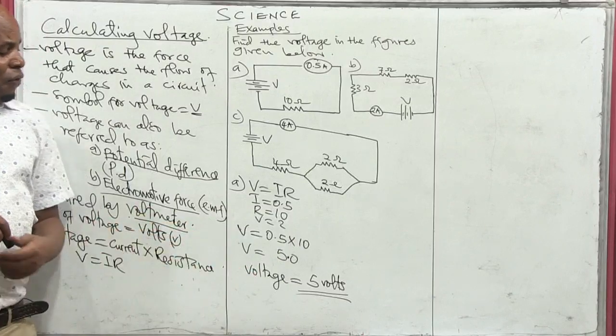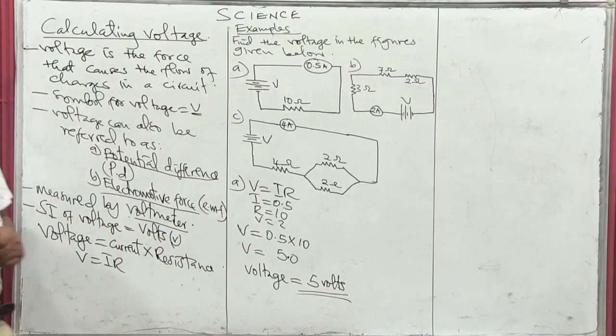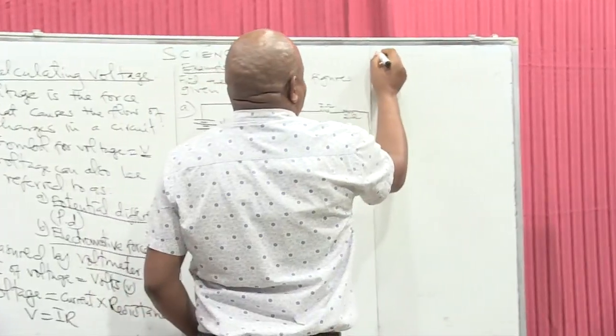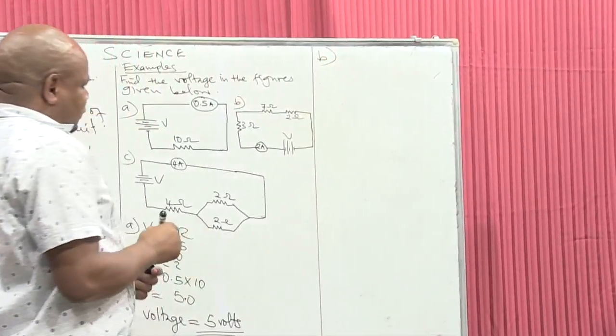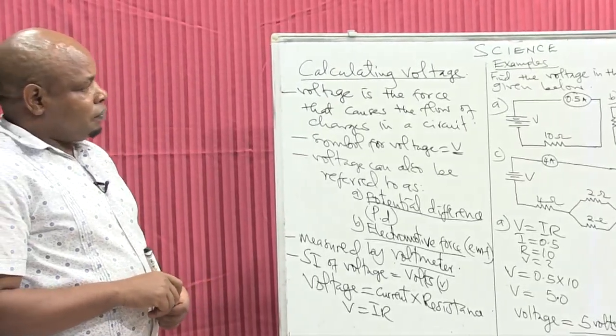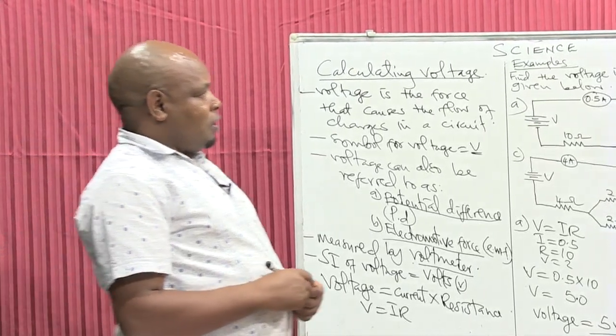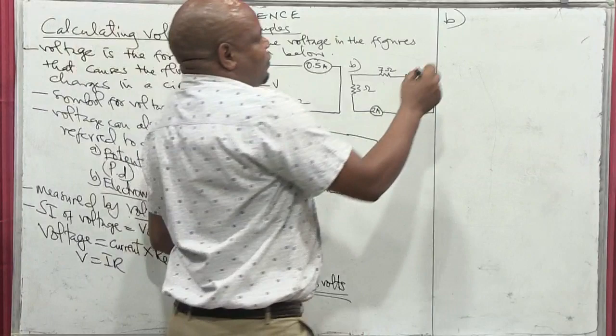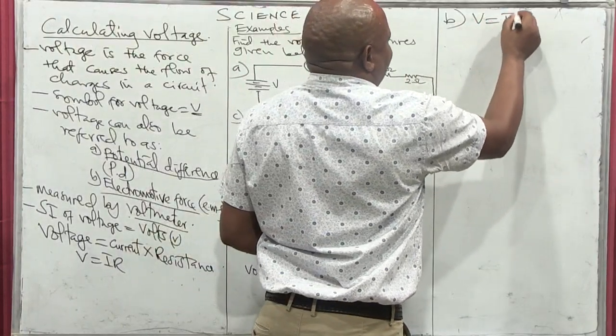That's the answer for our first figure. Second, figure B, finding voltage. As we have said, V is given by IR.